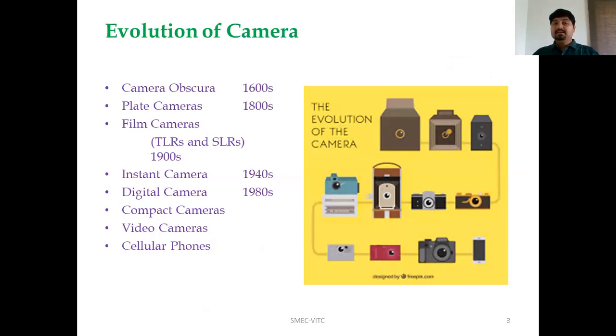And then in the 1900s, film cameras came into the picture, and thereafter it became an instant camera. That is the first time where, soon after taking the snap, you are able to see the outcome of that snap, how it has come.